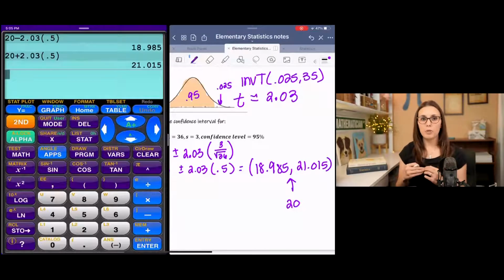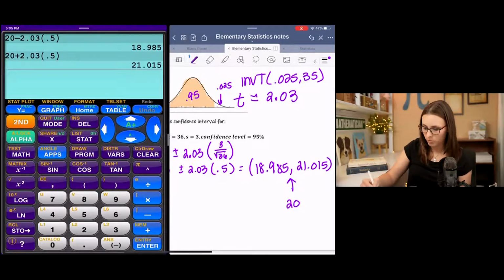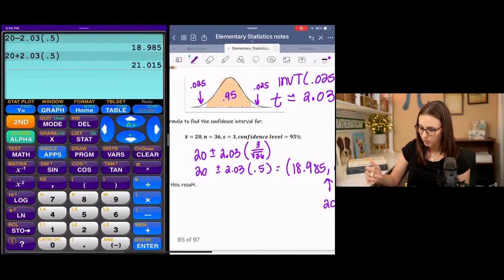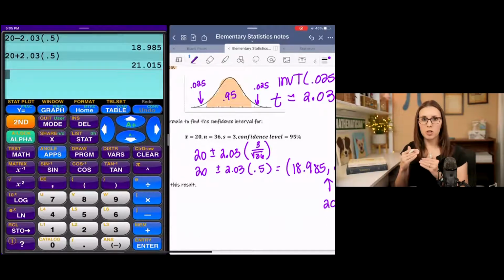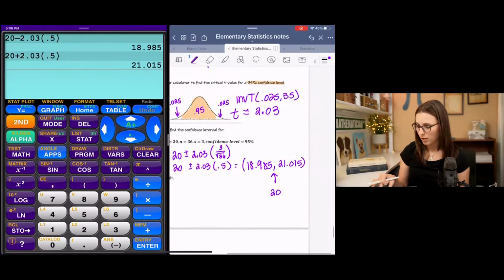If you were to type those two pieces in separately, because remember from the previous lesson, the plus or minus represents two different values, and they represent those boundary points of your confidence interval. And remember that your mean, which is a measure of center, represents the center of your interval. So you're going to have to type in both cases, the 20 minus 2.03 times 0.5, and then 20 plus 2.03 times 0.5. And you should end up with this interval.